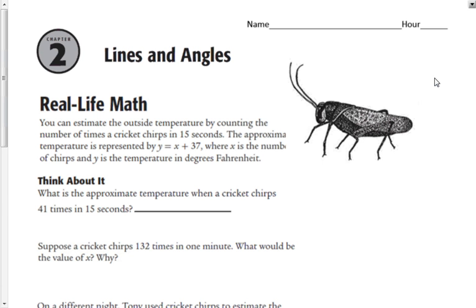In this lesson you're going to learn how to identify parallel lines by their equations and also how to tell if points are collinear. You may not even know what that word means, but we'll get to that soon enough.